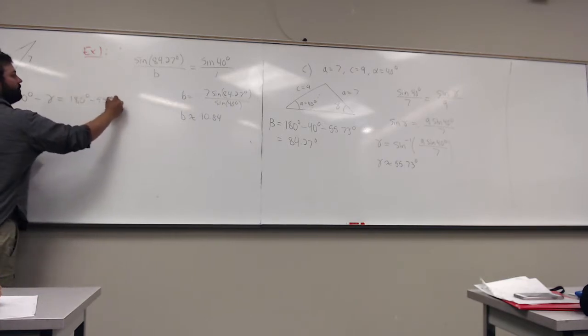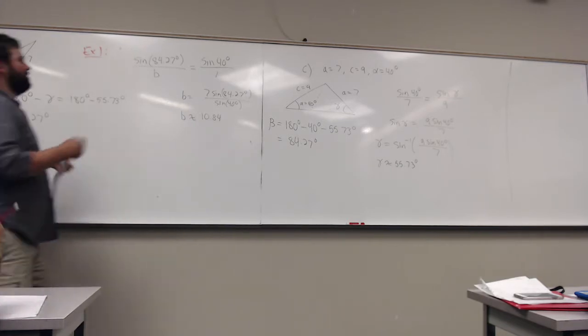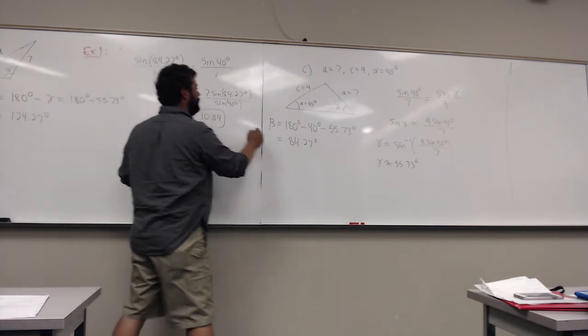Minus 55.73 degrees. So get 124. What'd you get? 124.27 degrees. Okay. So maybe there's a second triangle where gamma is an obtuse angle. In that case, it'd be 124.27. Okay. And then let me just circle all these from before.